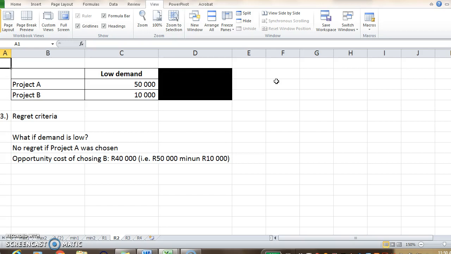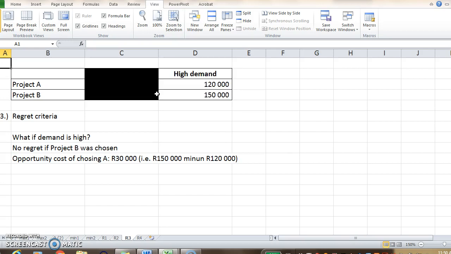How much is the opportunity cost? It's that 40,000 that we missed out on by not choosing A. So remember, in this case, the regret or the opportunity cost is worth 40,000 if we choose project B. Now, what if the demand is high? Well, if we then chose project B, we'd be very happy. We chose the right project. If we chose the wrong project, project A, what would the regret be? Well, the regret or the opportunity cost would be the difference between the 150 we did not get and the 120 we do get. So it's 50,000 rand. So that's the opportunity cost when we choose project A and we're wrong.